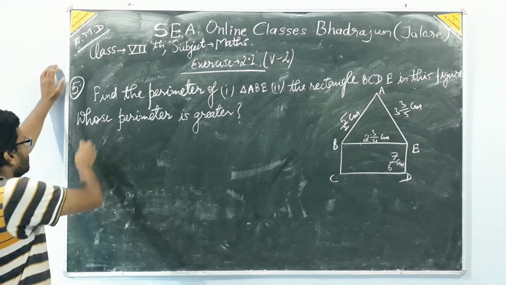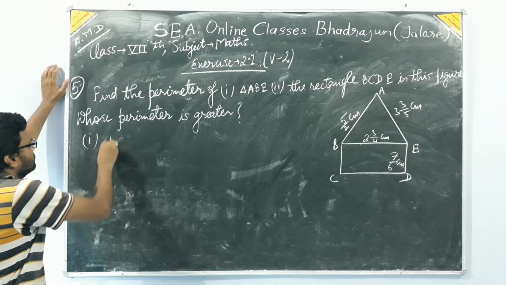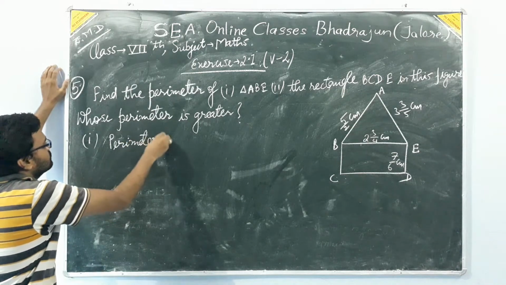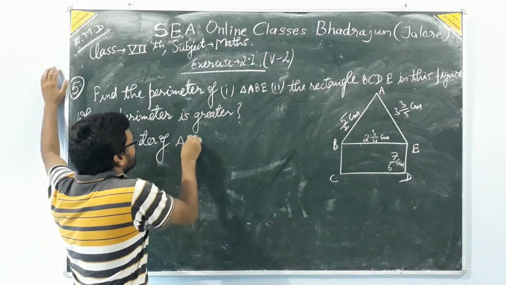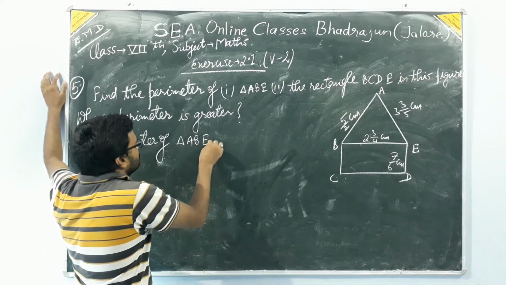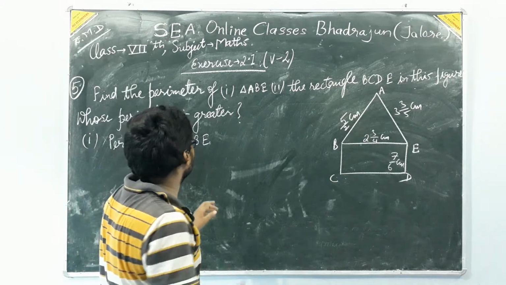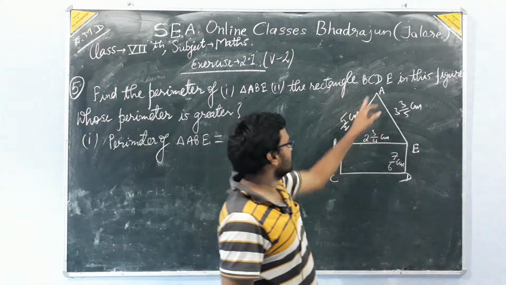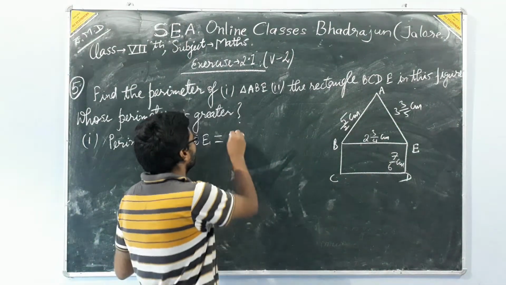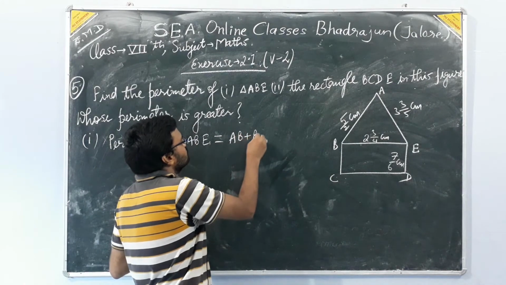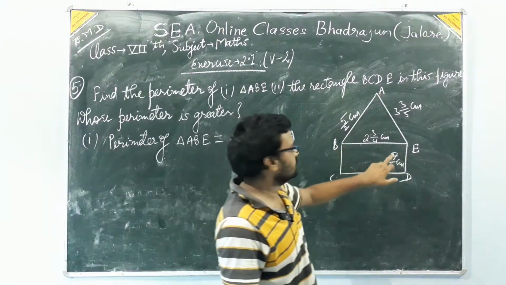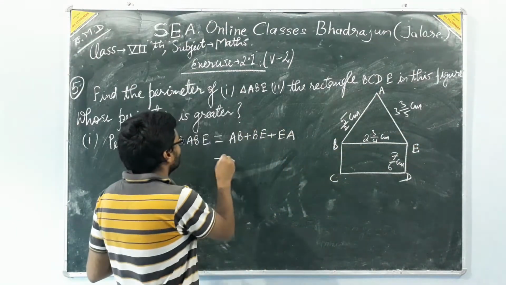Okay, so our first part is perimeter of triangle ABE. So perimeter of triangle ABE is what? This is our triangle ABE whose perimeter is AB plus BE plus EA. Okay, so what is our AB?